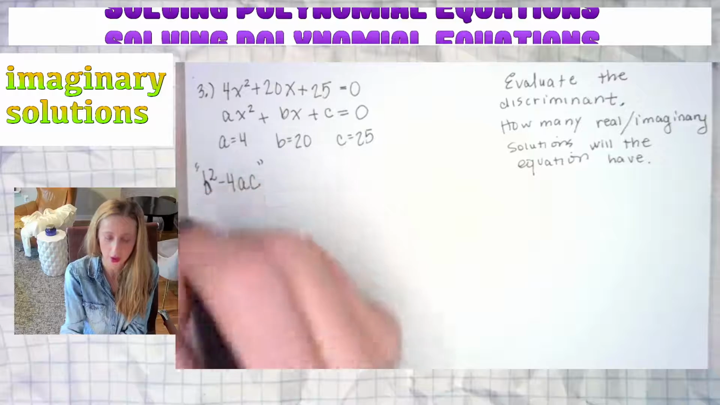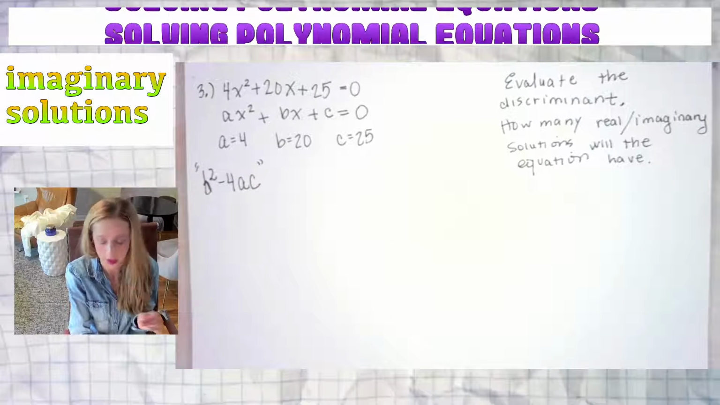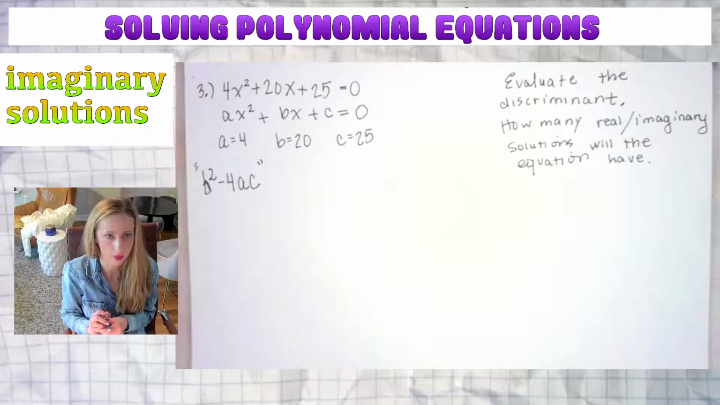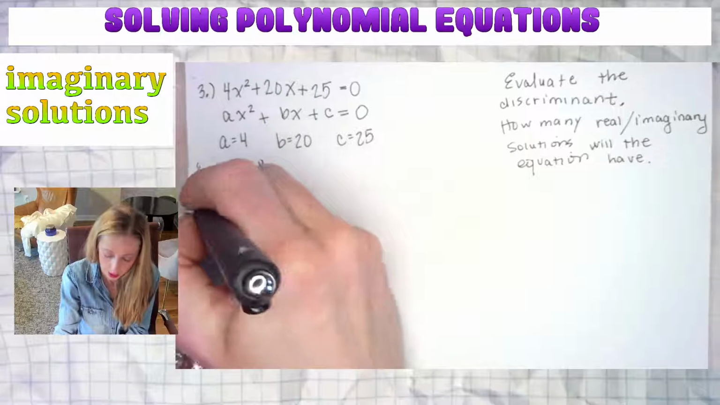b squared, what do I write down? I'm showing all my work. What do I write down for b squared? I'm not going to get the answer right away. Just tell me what number we write down. 20 to the second. Good.